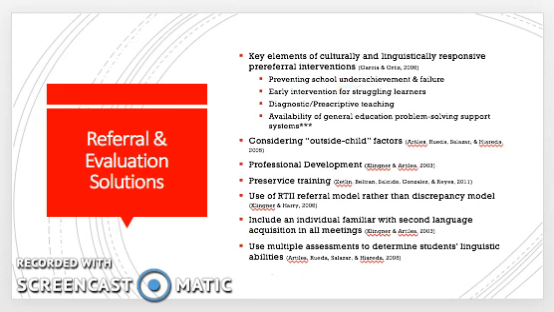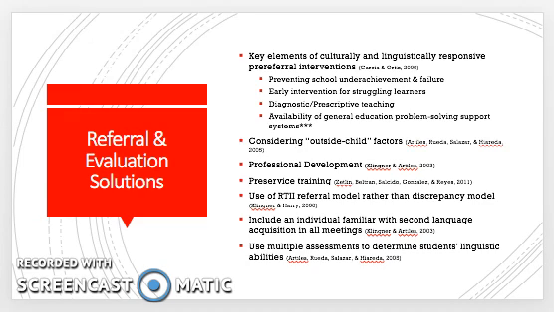So let's look at some solutions for referral and evaluation. One solution is to use culturally and linguistically responsive pre-referral interventions. Garcia and Ortiz gave us an outline of what this should look like. One aspect is preventing school underachievement and failure. There should be a shared responsibility among educators for the education of all students, culturally responsive curricula and instruction, availability of a range of general education services and programs, collaborative relationships with culturally and linguistically diverse families, and ongoing professional development.